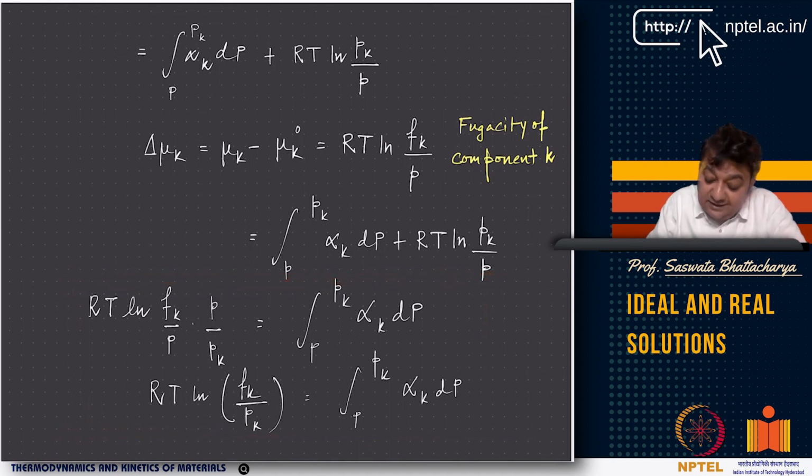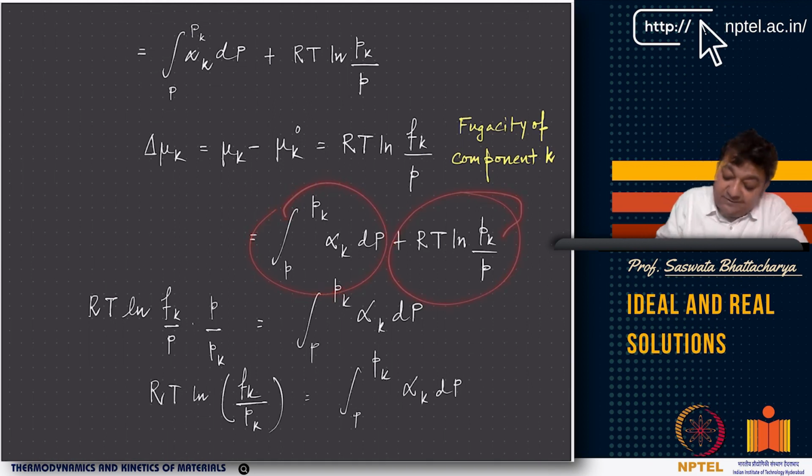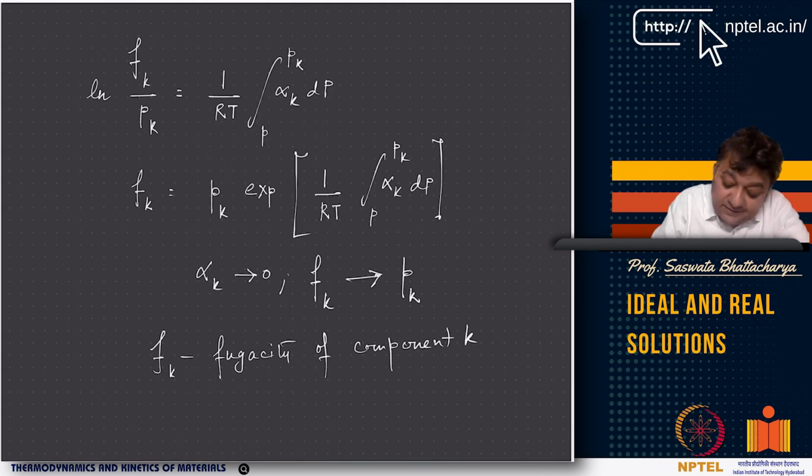So basically RT ln Fk by P is this integral plus RT ln Pk by P. Now I am taking it to the other side, so it becomes RT ln Fk by P minus RT ln Pk by P, which is RT ln Fk by P into P by Pk, which becomes RT ln Fk by Pk, right? Which is equal to the integral of alpha k dP. Now if you see, ln Fk by Pk equals 1 by RT times the integral of alpha k dP, from P, again, for the no mixing case, right? And Pk becomes the partial pressure after mixing. This P is before mixing, right? Total pressure, right?